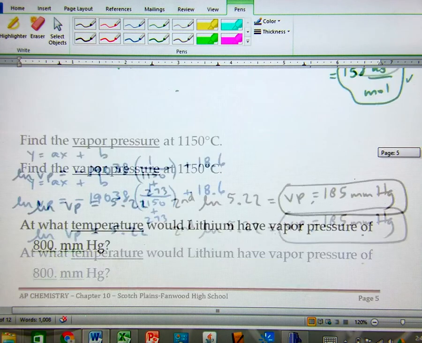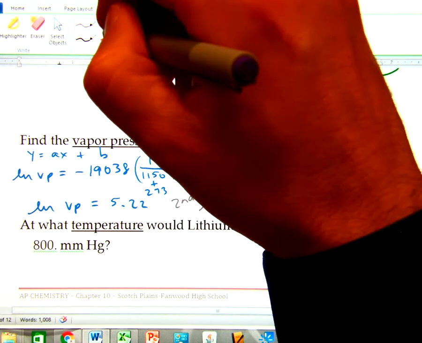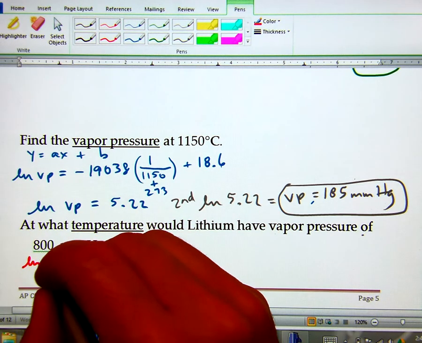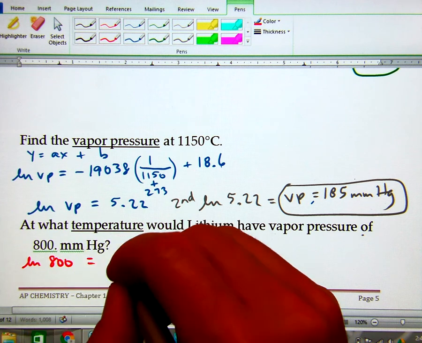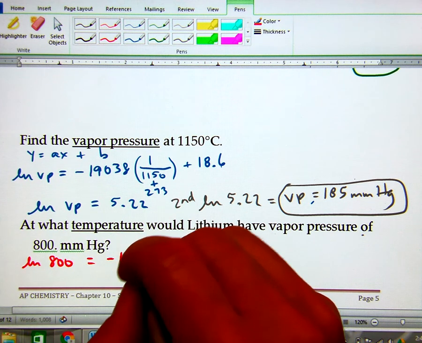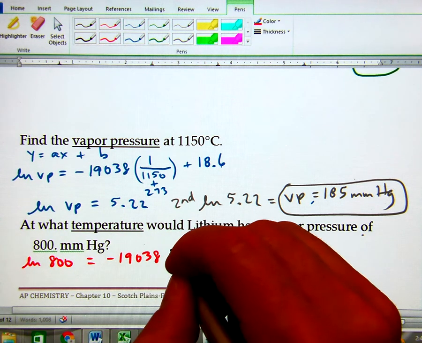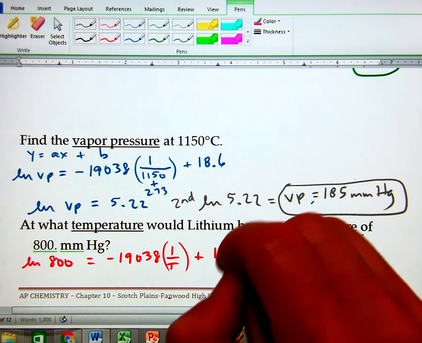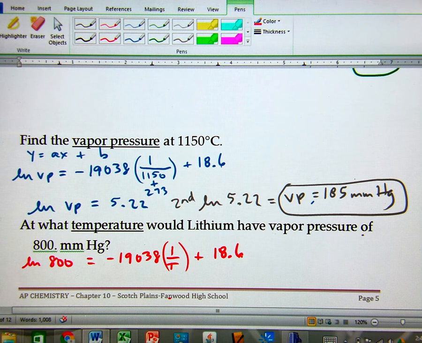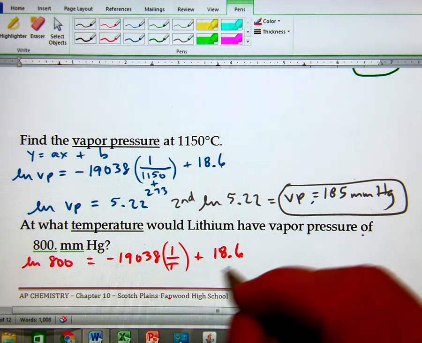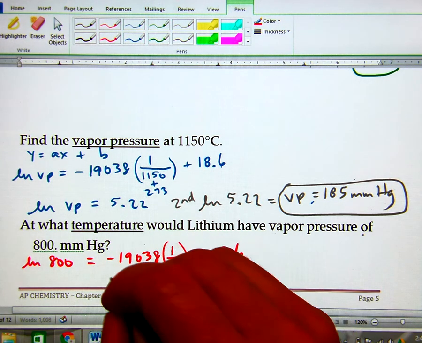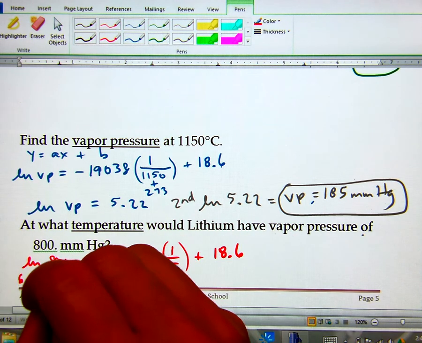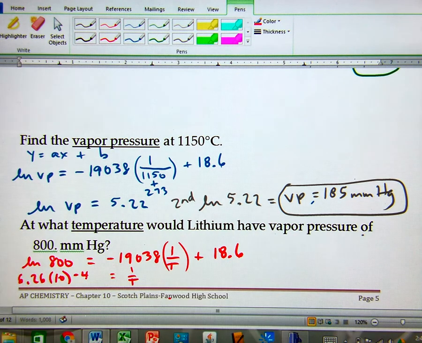Okay, lastly, we have a vapor pressure of 800. So again, we're going to use our y equals ax plus b. So this time it's going to be the ln of 800 equals negative 19,038 times 1 over T, that'll be Kelvin, of course, plus 18.6. So you're going to find, when you do your math, that 1 over T equals 6.26 times 10 to the negative fourth.